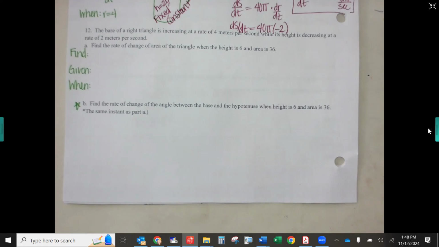6 minutes. And then your givens should be dB/dt and dH/dt, but you'll have to go back and read the question to find them.